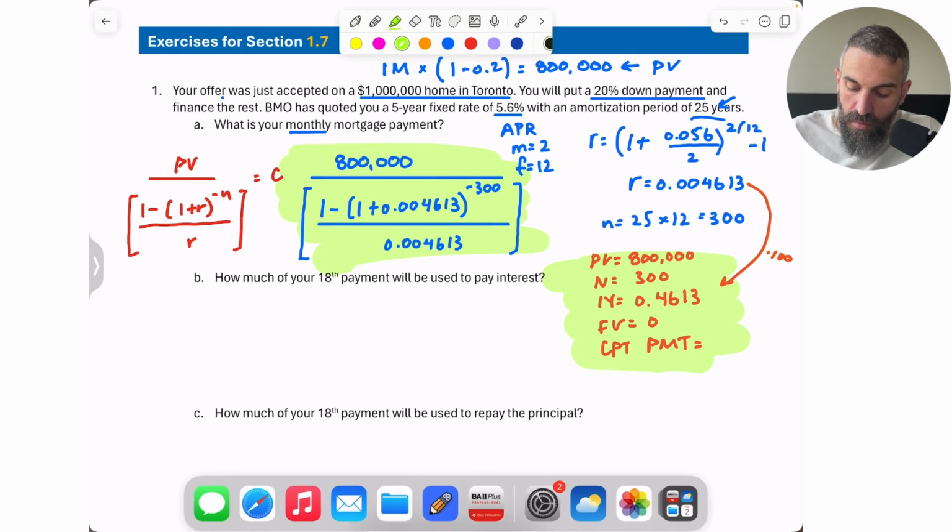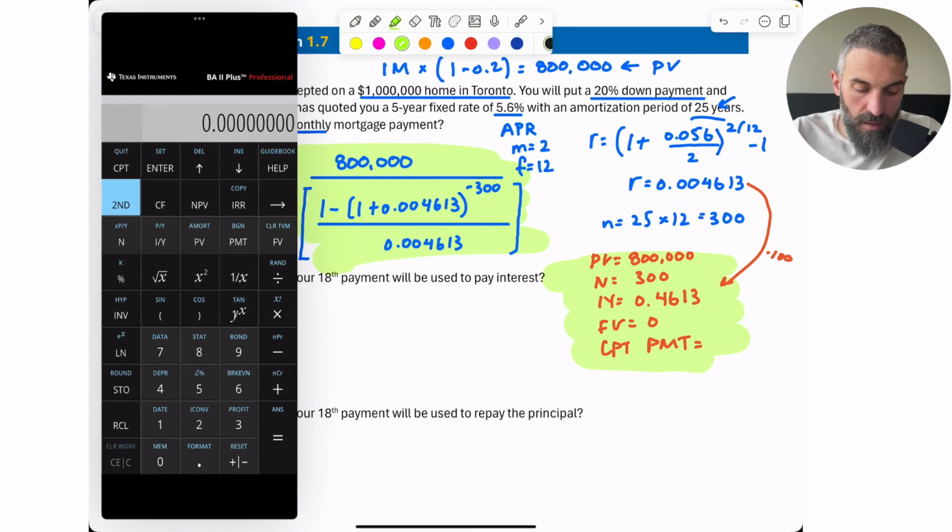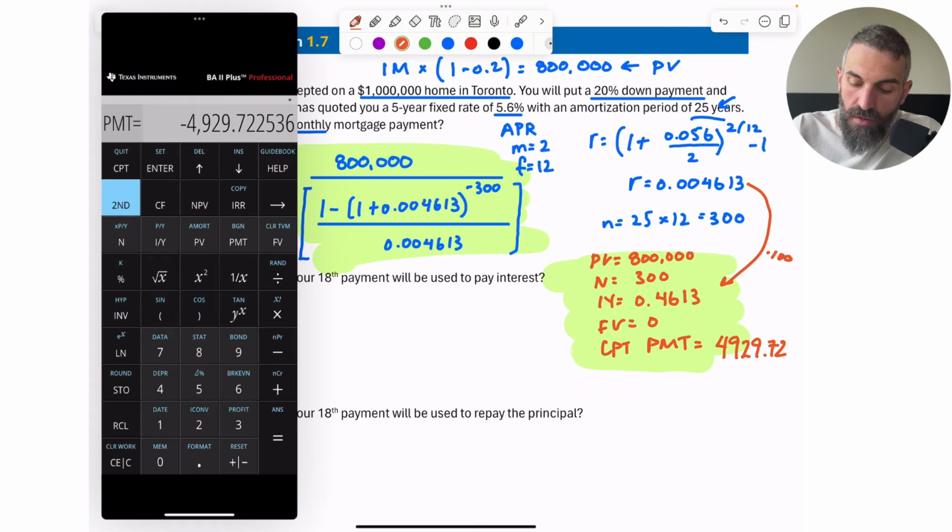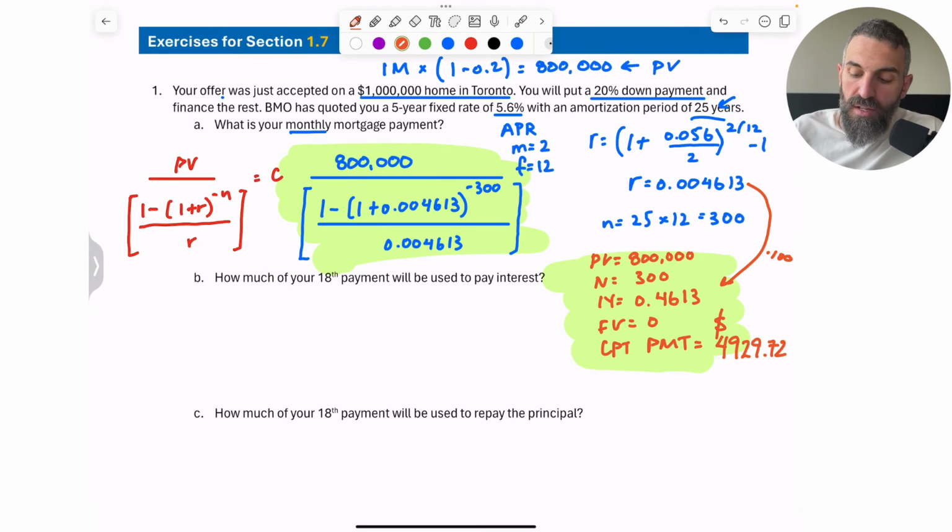Okay, so let me get my financial calculator out. 800,000 present value, 300 N, 0.4613 I/Y, 0 future value, compute payment: 4,929.72. Your monthly payment is $4,929.72. Great.